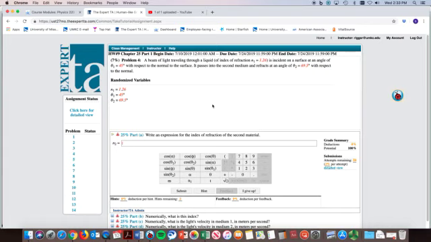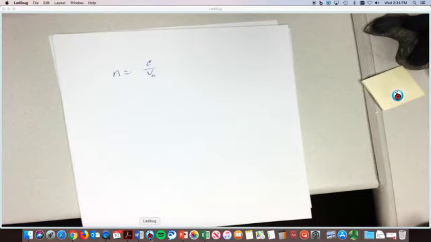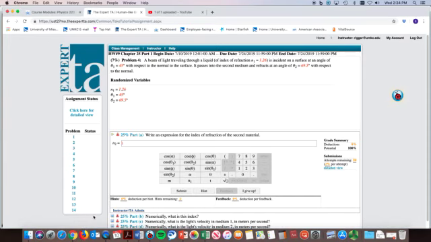Write an expression for the index of refraction of the second material. This is one of those problems that might be kind of tricky, but let's go ahead and see if we can get that done. That might be a good place to get started. What am I working on? Here we go. Let me go back and see.